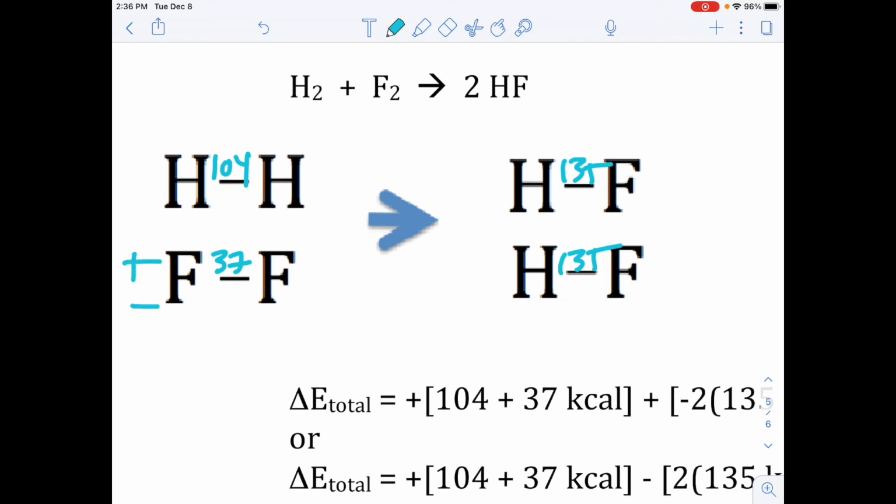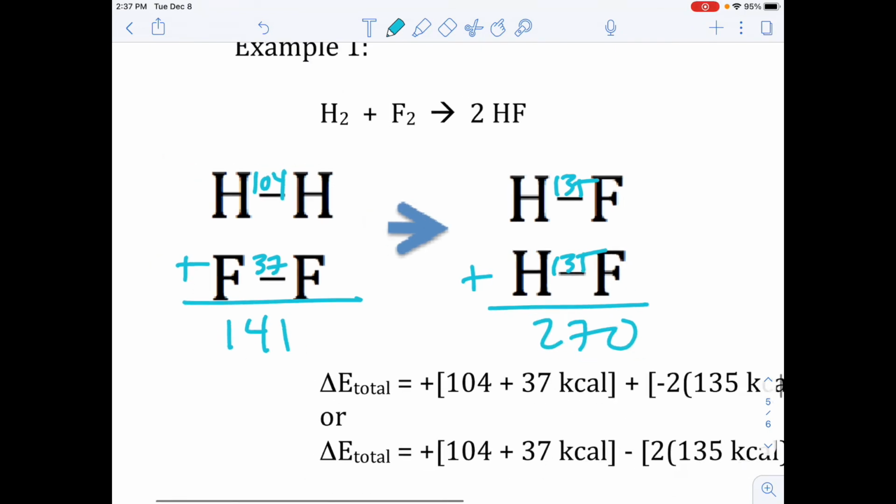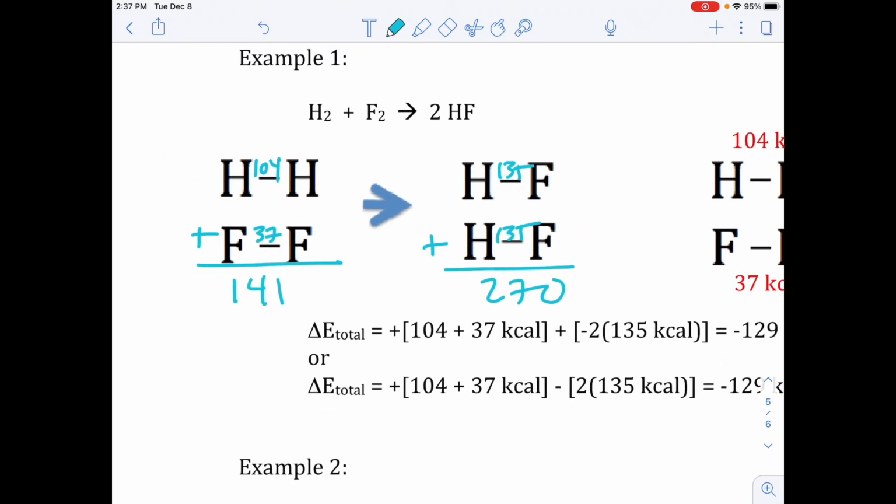So 104 plus 37 is going to give me 141. Okay. And then over here, 135 plus 135 is 270. That's it. And now, all I would say is 141 minus 270, and I get negative 129. And that is my total bond energy for that reaction, negative 129 kilocalories.